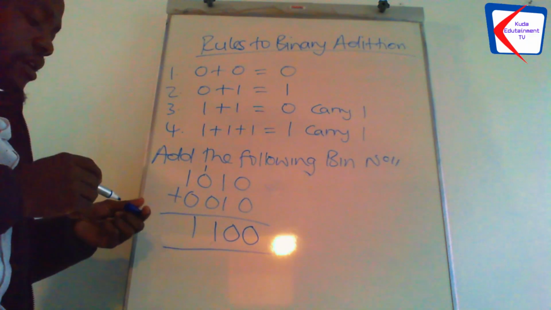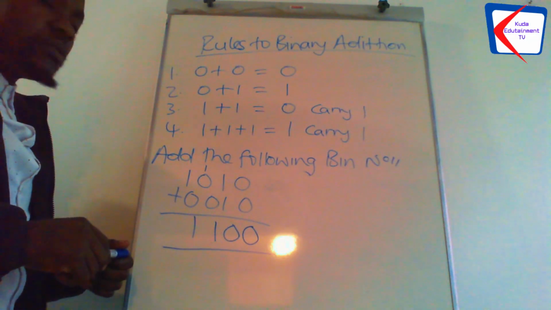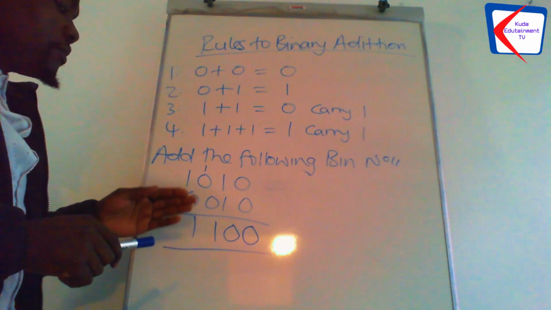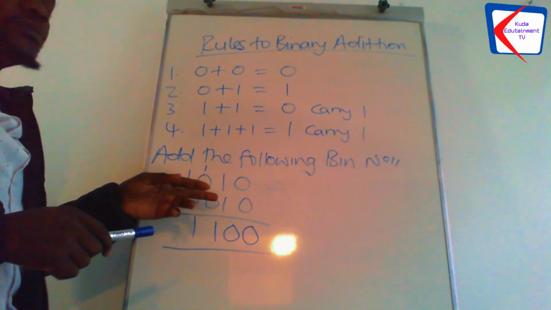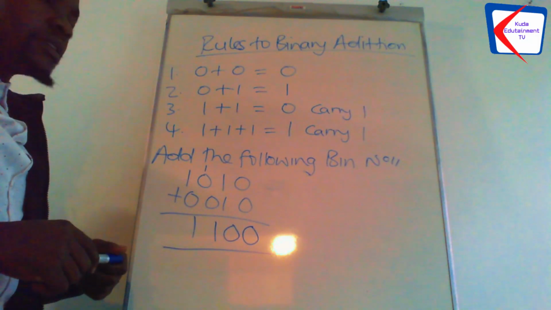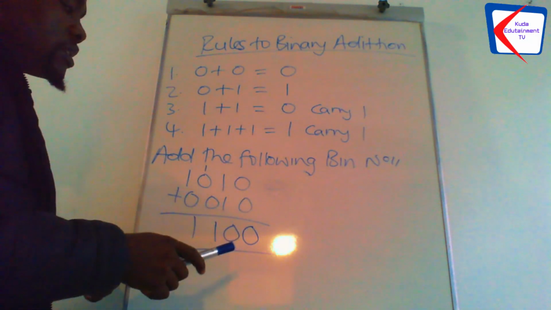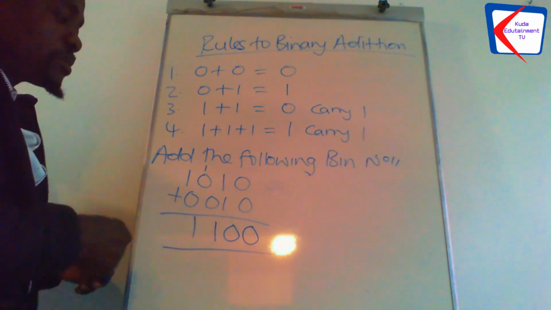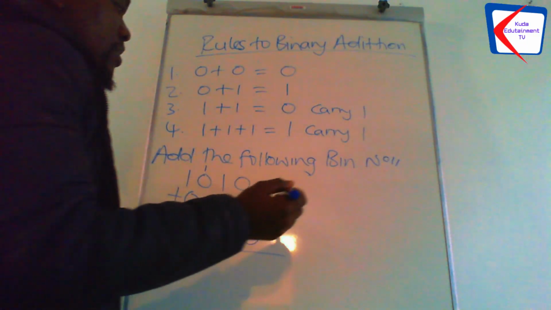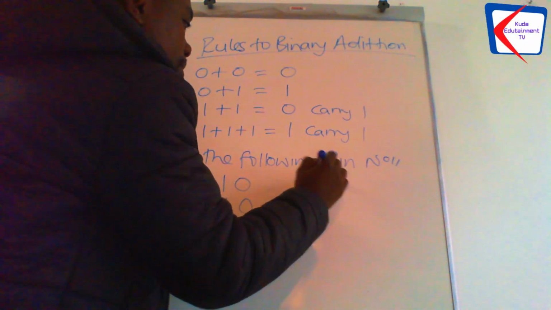So you can prove whether this answer is correct or not. The only way we can prove if this answer is correct is by converting the binary numbers we are adding together into their decimal equivalents. Then we compare the answer we get with the conversion of this binary answer. Let me quickly show you how we do that. So this is the proof.